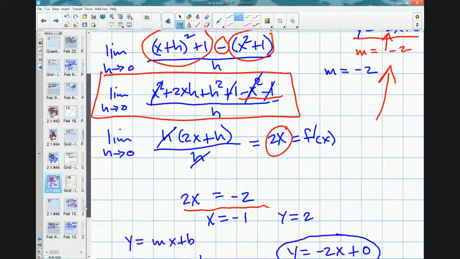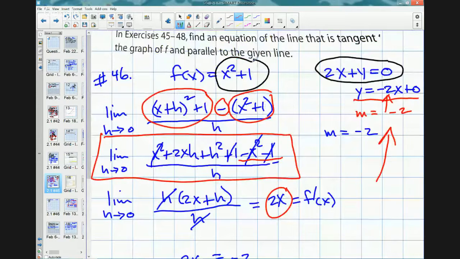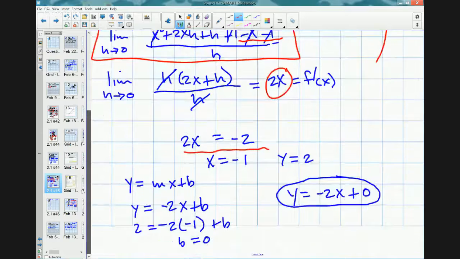And when x is -1, what will y be? Go back to the original. If x is -1, -1 squared is 1, 1 plus 1 is 2. The y-coordinate will be 2. So you see that when x is -1, y is 2, so in effect, this is your point. Okay, now do the whole thing with slope-intercept. Slope, -2. We learned that.